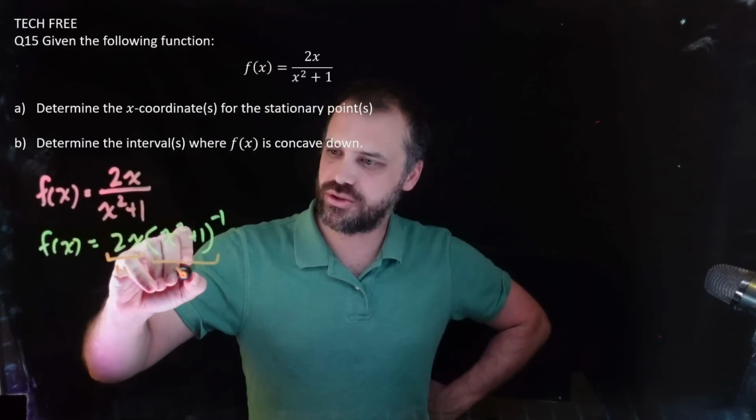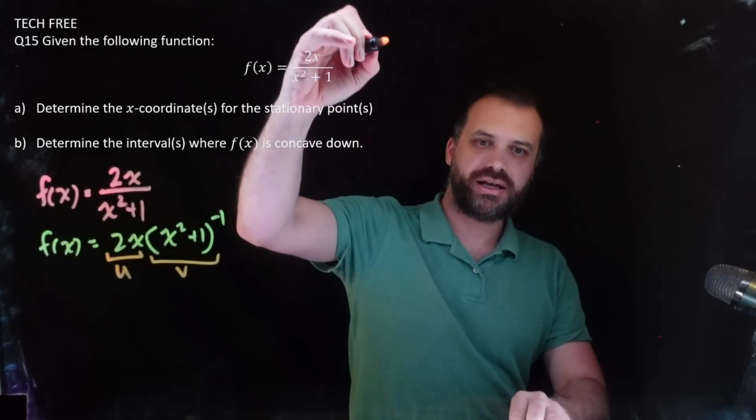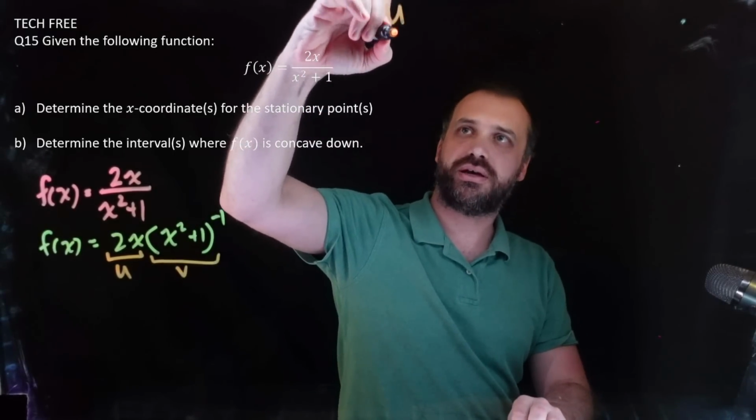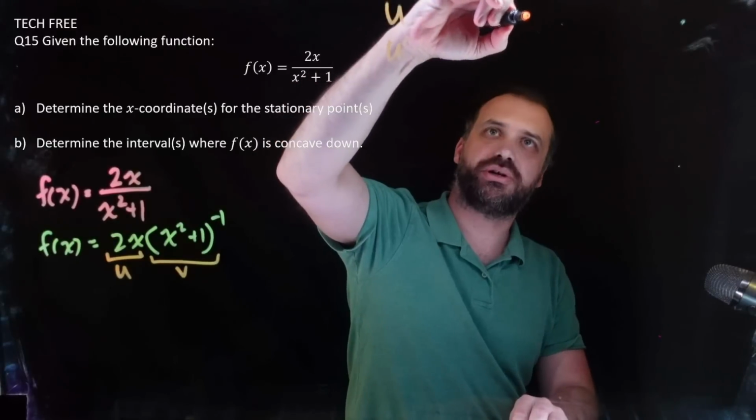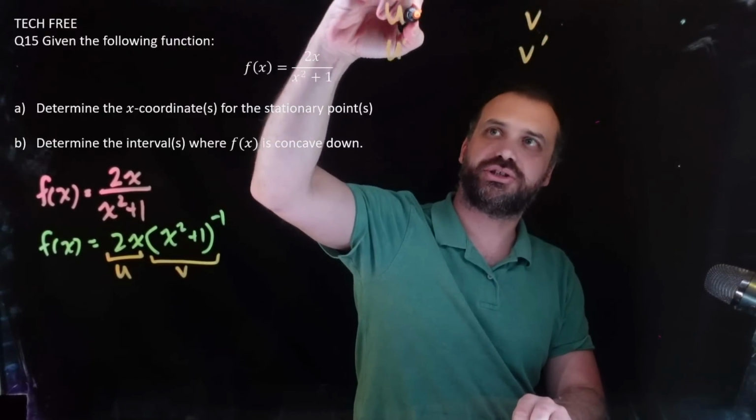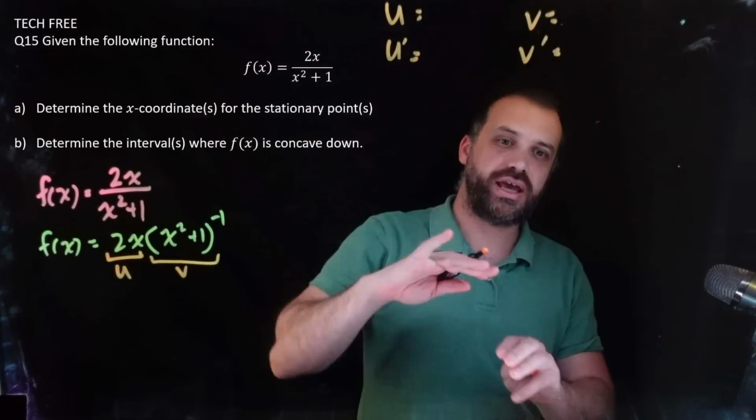I'm going to call this U. I'm going to call this V. And then right the way up here, I'm going to write U, U dash. I'm going to write V. I'm going to write V dash. And I'm just going to write everything down.